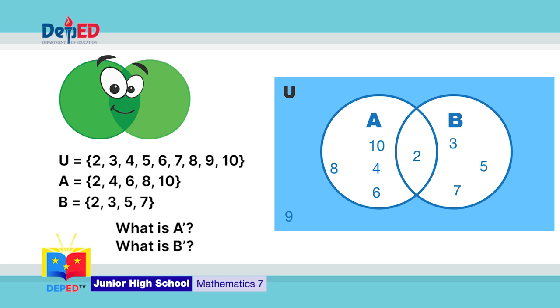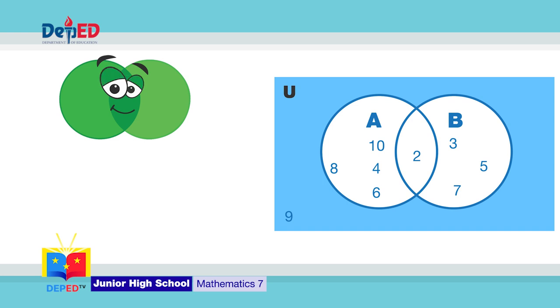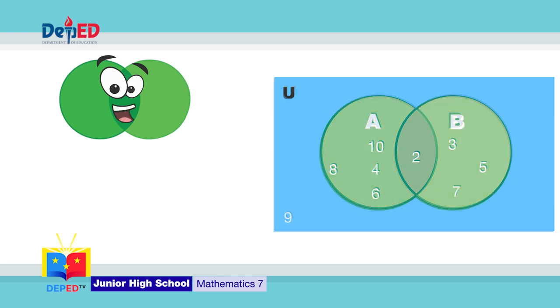To illustrate the complement of A, we will refer to the shaded part of the rectangle as shown here. Note that we shaded the region outside the circle representing set A. If you will examine it, the shaded region in this Venn diagram also represents U minus A. A prime, therefore, represents U minus A. This means that the set A prime contains the elements 3, 5, 7, and 9.